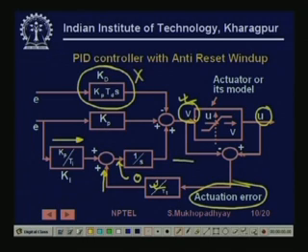So you see that whenever you are giving an input which is going to cause an actuator saturation, this special path which we have added to the PID controller will now prevent the integral term from blowing up. So that when the set point is reduced, the plant output will follow very smoothly. Right. So this is one of the schemes which can be used for anti reset windup. Sometimes integral windup is also called reset windup.